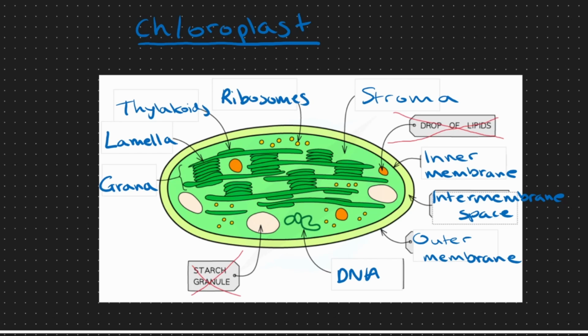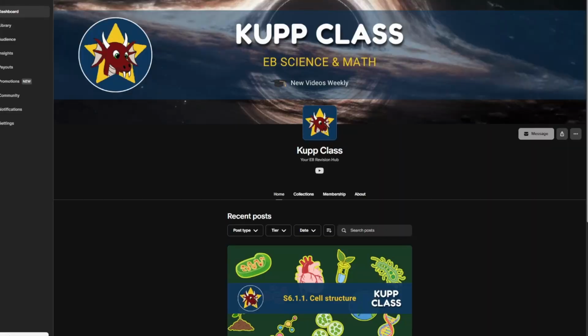Being able to label these diagrams is very, very important for the exam, and recalling their functions isn't, but it is still interesting and it is nice for me to tell you, so maybe you can remember it when we get to S7. This is it for the video. Hopefully it has helped you understand and cover all of S6.1.1.